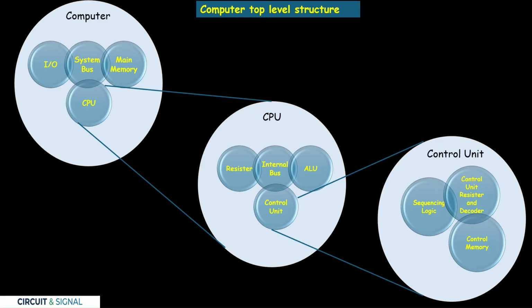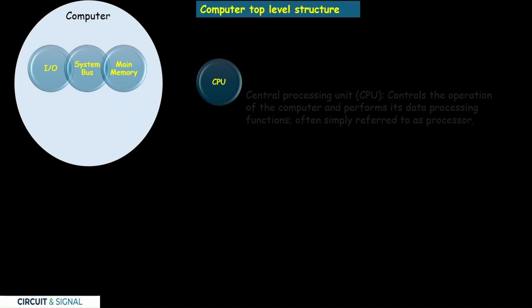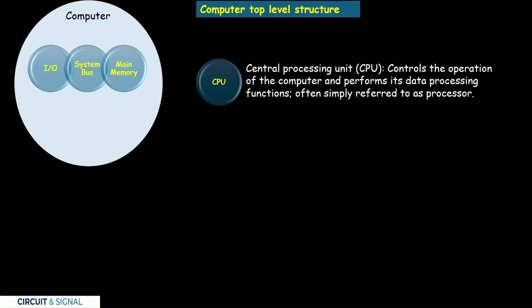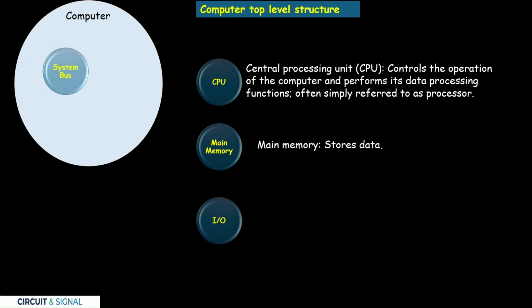Now we will study the meaning of each of these terms. What is CPU? CPU is the central processing unit that controls the operation of a computer and performs its data processing function. It is simply referred to as the processor. What is main memory? Main memory stores the data. Now what is input output? Input output helps to move the data between the computer and its external environment.